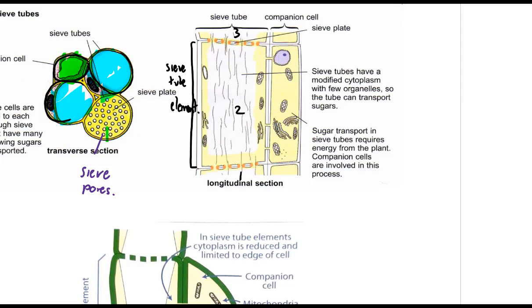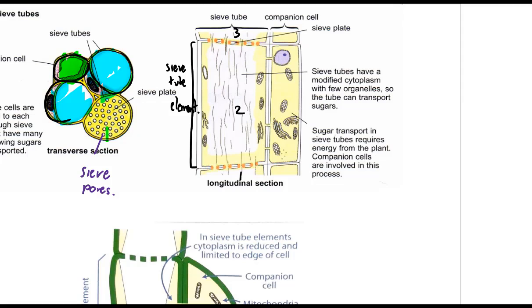Now, you can see here that the sieve tube element has a modified cytoplasm with few organelles, and that's basically trying to remove stuff so that we can transport more sugars up through this tube. A little bit like the way the xylem cells had no cell contents because it provided less resistance to water movement, the sieve tube elements contain fewer organelles and fewer contents so that sugars can be transported more easily.